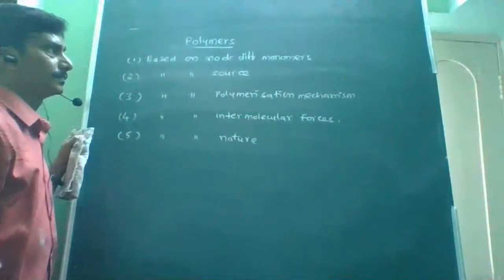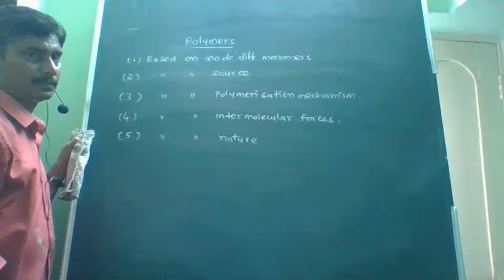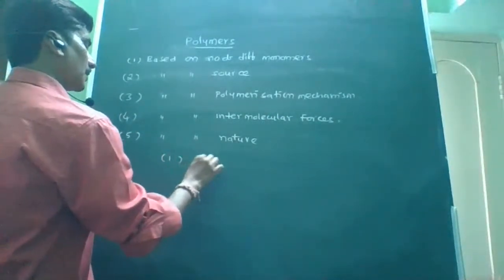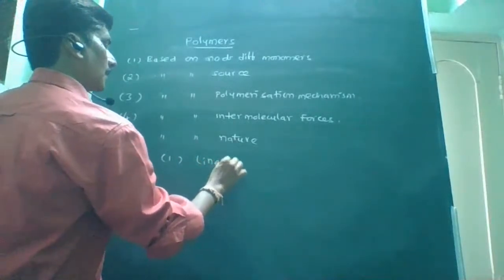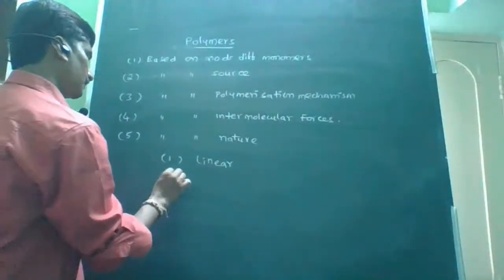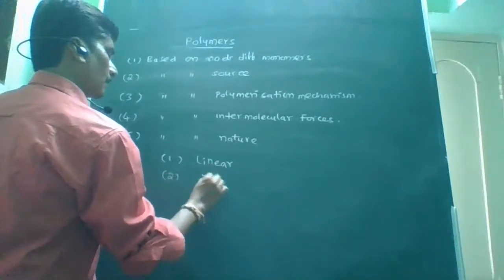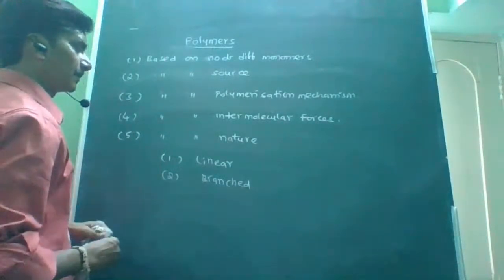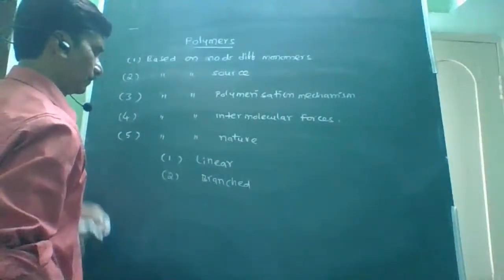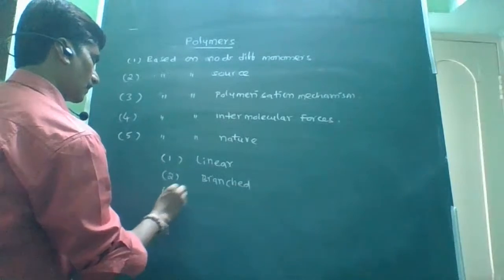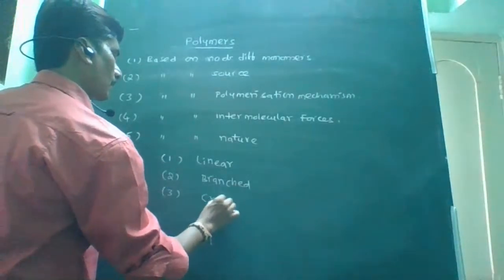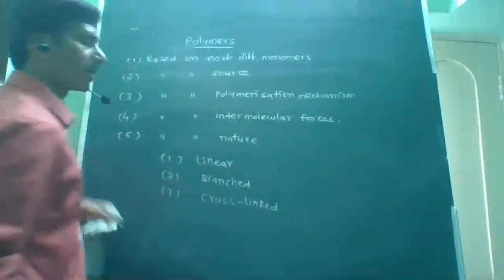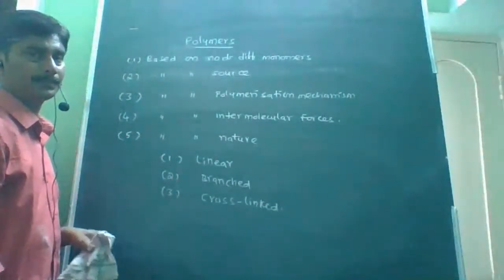Based on nature. One is linear polymer, branched polymer, cross-linked polymers.